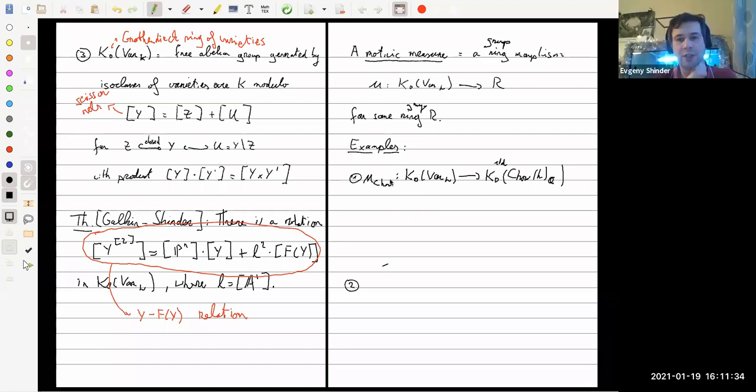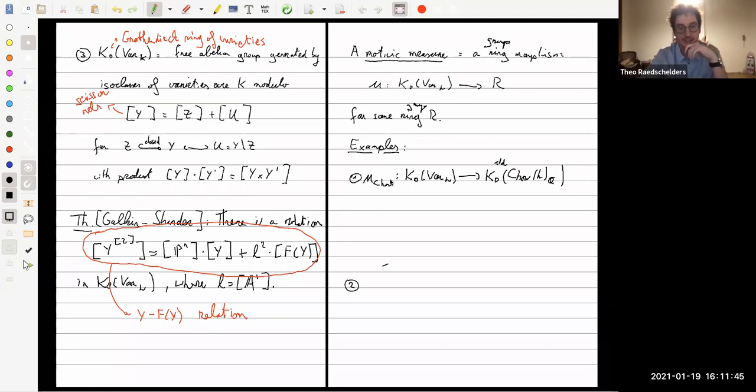Do you assume characteristic 0, Theo? Yes, yes. Throughout the talk, I'm just going to do characteristic 0. Yeah, because this theorem only holds in characteristic 0, right?